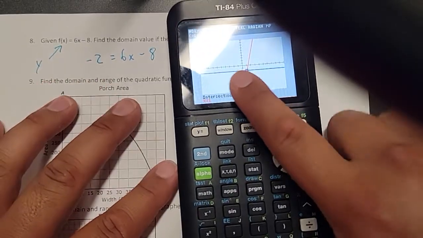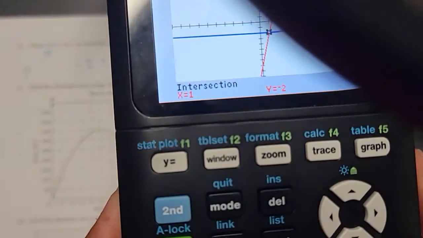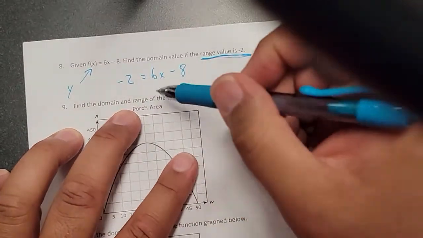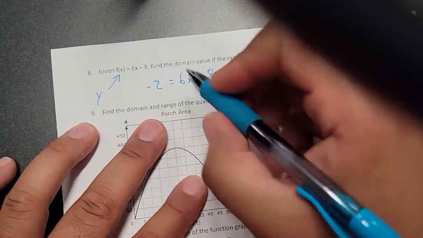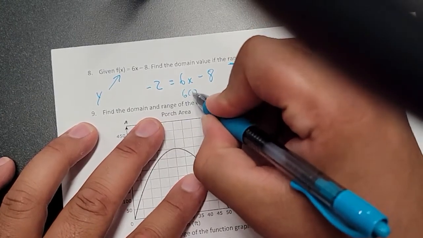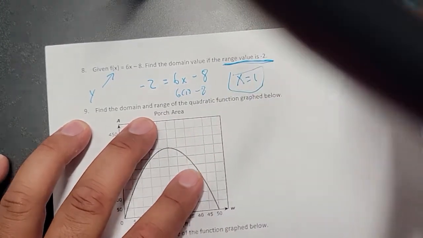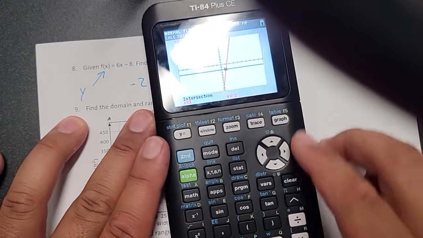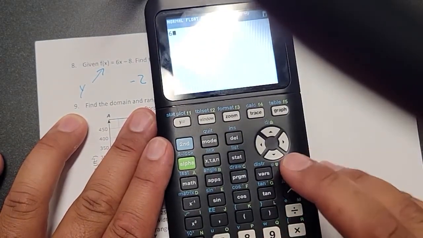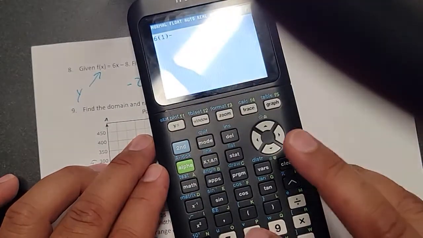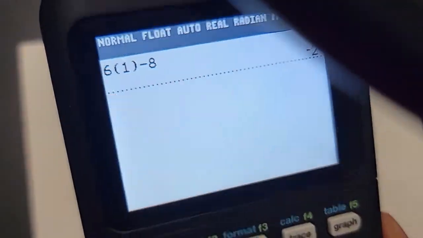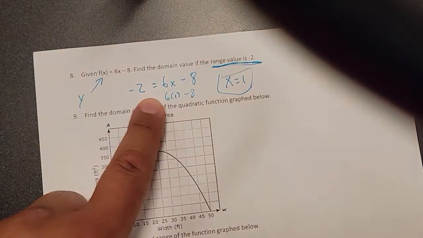And then we actually have the answer. They intersect, they're equal, when x equals 1. So for this one, x equals 1 is your answer. Let's try it. 6 times 1 minus 8. Let me put that in the calculator. 6 parentheses 1 minus 8 is -2. So that is true.